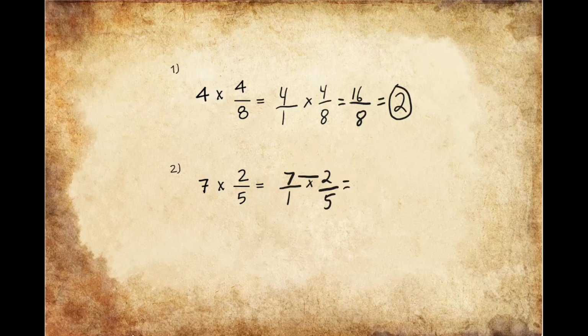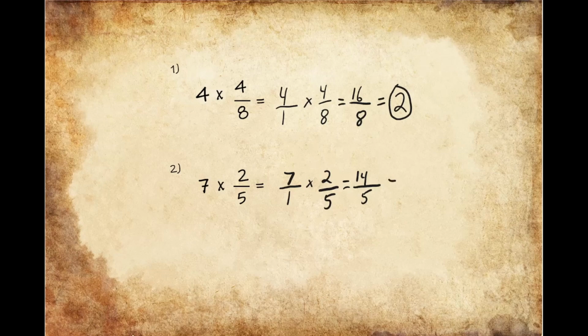We know that we're going to multiply the numerators first, and 7 times 2 is going to give us 14, and 1 times 5 gives us 5. So 14 over 5. But we can't leave this like this. So what we're going to do is see how many groups of 5 go into 14. We know that 2 groups of 5 go into 14, and we're going to have 4 left over.